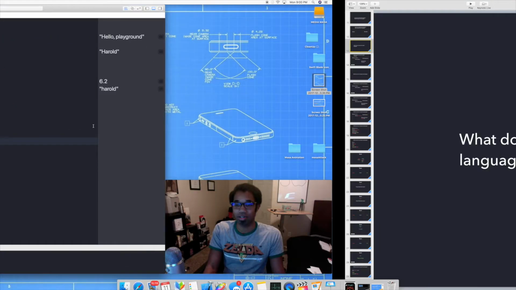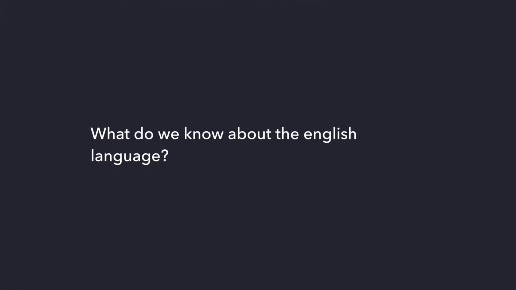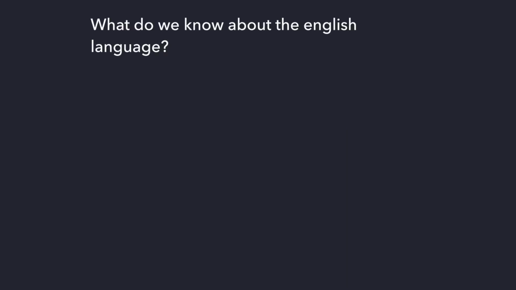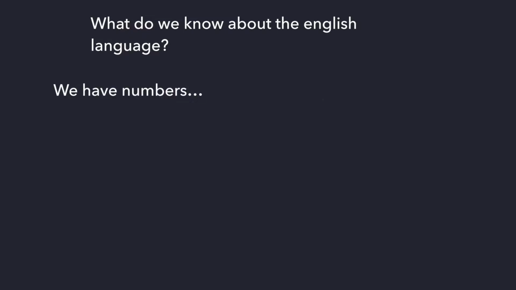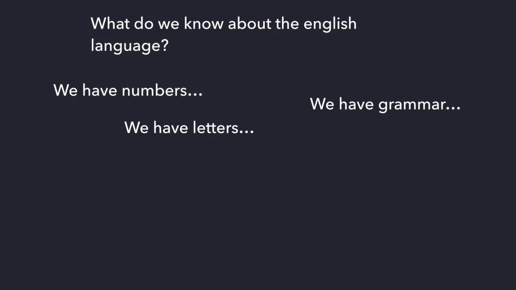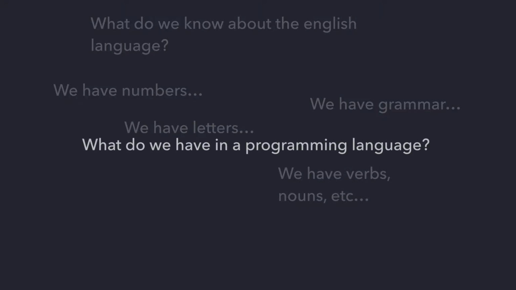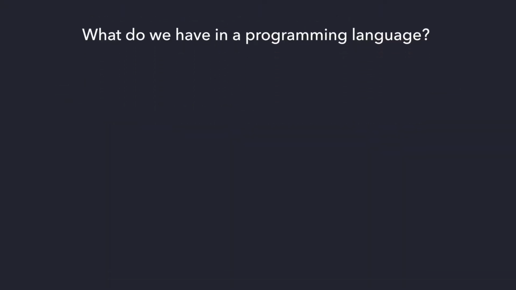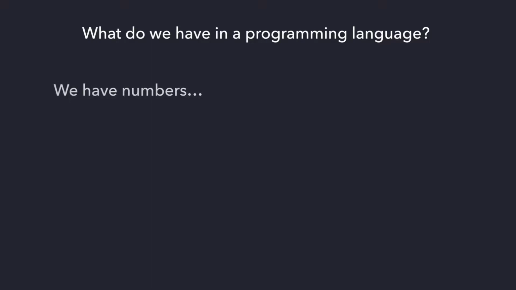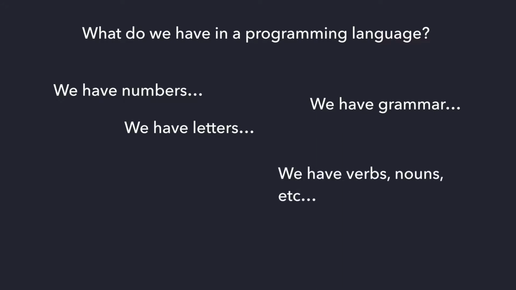Okay, so before we go into data types, I'd like to put things into a really nice perspective for you. In order to do that, I'm going to pull up this. Okay, so what do we know about the English language? We know that we have numbers, we have grammar, we have letters, and we have verbs and nouns, etc. Right? What do we know about programming languages? Most programming languages have these same things. They have numbers, they have grammar, like a way of structuring things so that it's readable. We have letters, and we have verbs, nouns, and etc.